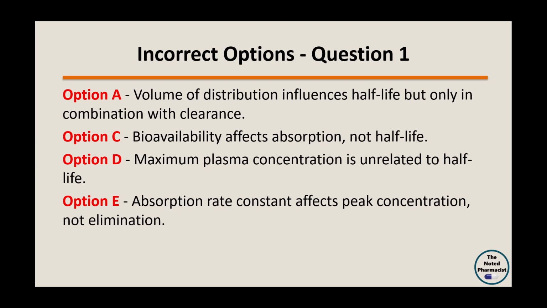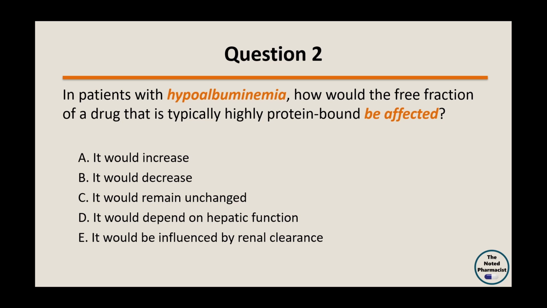Option E, which is absorption rate constant, affects the rate at which a drug reaches peak concentration but not its elimination rate. Remember, questions like this may test your ability to differentiate between parameters related to drug absorption and those involved in drug elimination. Question 2 is as follows.